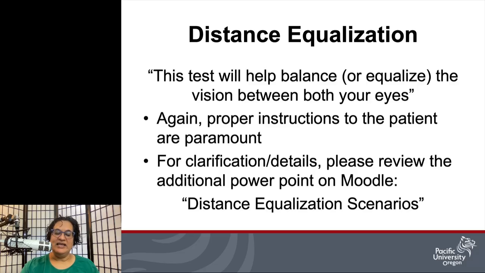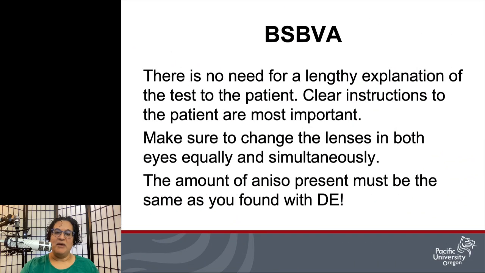Once you've completed DE, your patient should have fairly equal vision with both eyes. At that point, you're going to remove the prism in front of the patient, and please verbally confirm that the patient just sees 1 target, and then you're going to continue to do your BSBVA while maintaining the aniso that you found during DE and moving the lenses in front of the patient's eyes together. So you have to move them simultaneously and maintain that aniso that you found in DE. That should also be the aniso that you find between the patient's eyes at the end of the BSBVA.